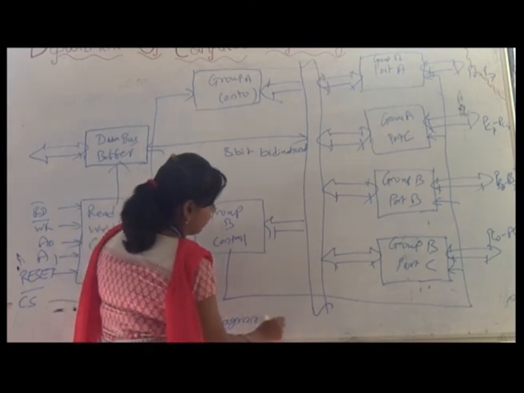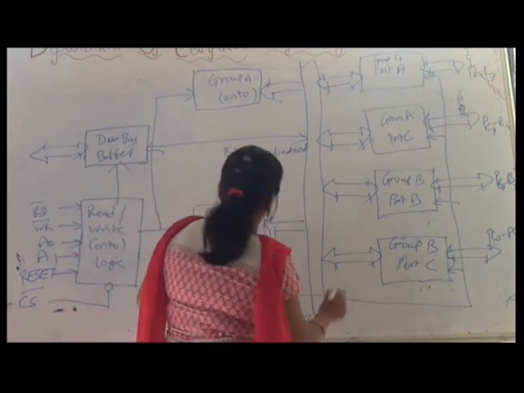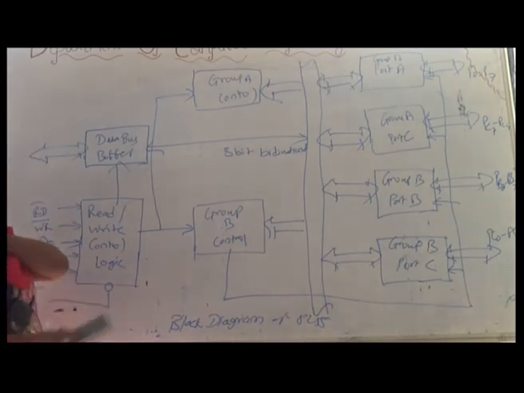So this is the block diagram of the 8255. Now in this there are two blocks, the data bus buffer and the read write control logic.